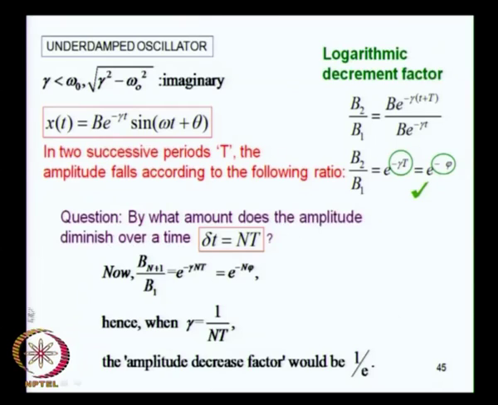And the amplitude decrease factor would be 1 over e, because if you let gamma equal to 1 over T, if gamma is equal to 1 over T, then this successive ratio will go as 1 over e. So, this is the factor.